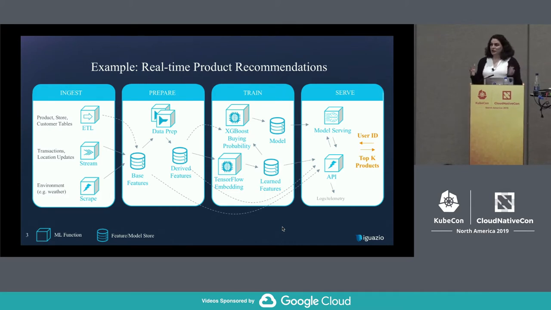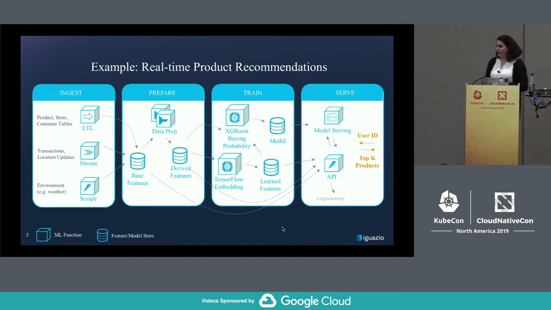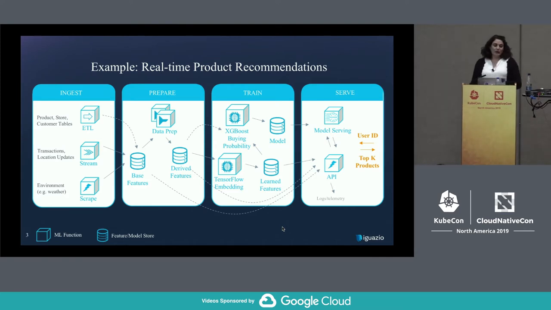Those kinds of ingestions to the stream are coming in at 10,000 events per second. There is information about the products, about what is being held in the store, and customer tables, like what the gender is, what the interests are, what the customer usually buys, all the information that you can preserve on a customer depending on what you have on him. And you can also scrape information from, for example, the environment. If it's a rainy day, you would like to propose winter products to that customer.